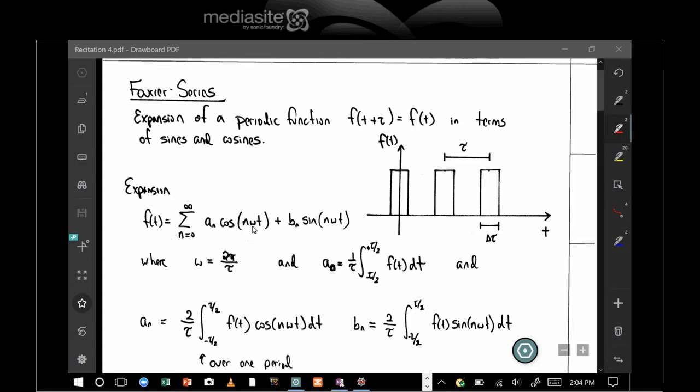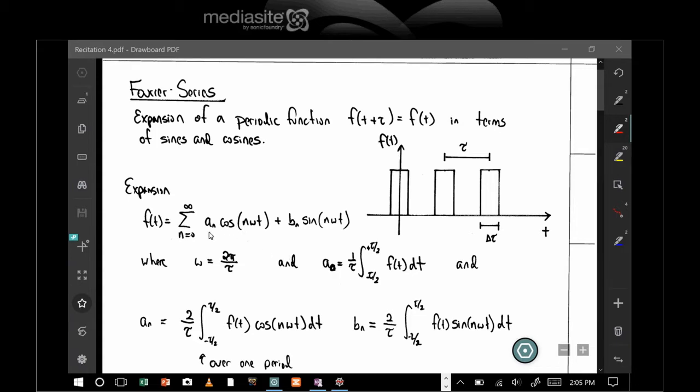And then omega, what is omega? Omega is 2 pi divided by the period of the function. And by the way, there's a special term. Really what I should do is write this as 1 and then add a naught. There's a constant term, which is the a0 term.